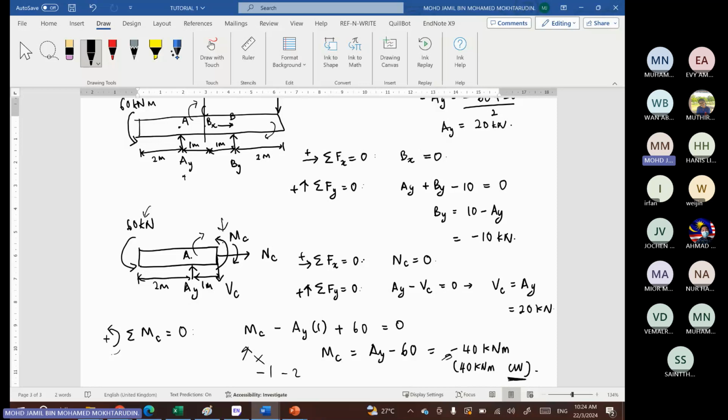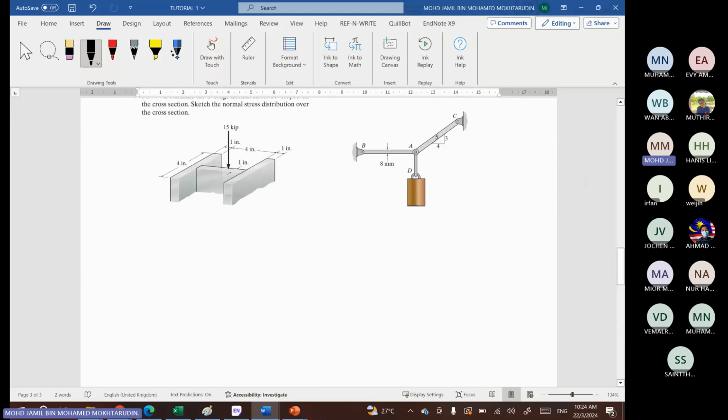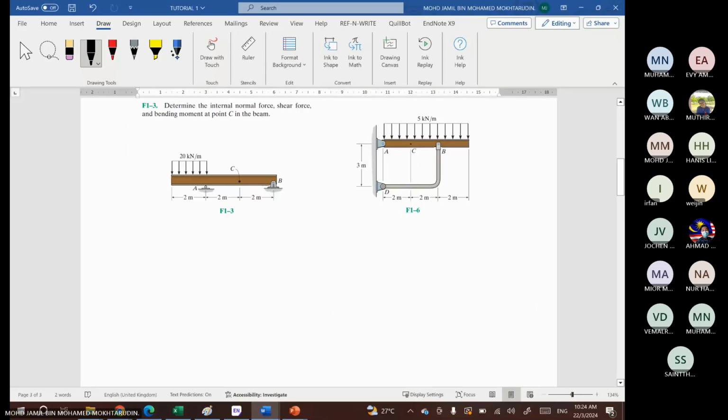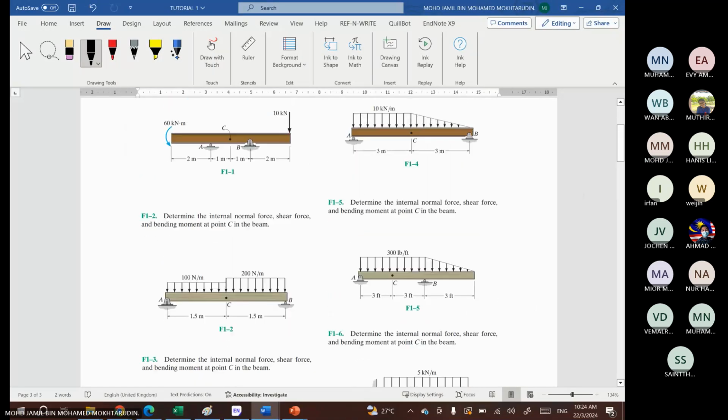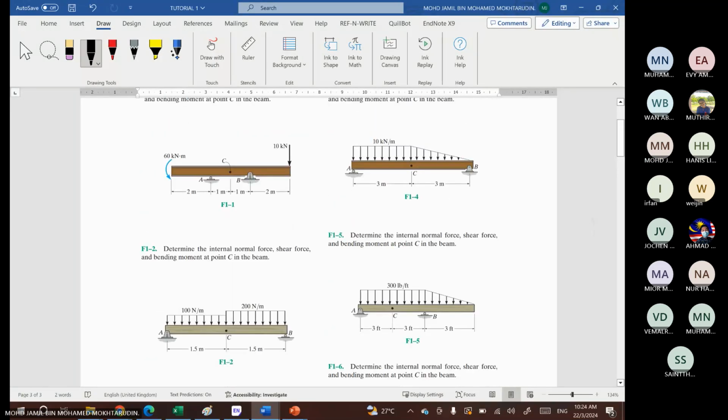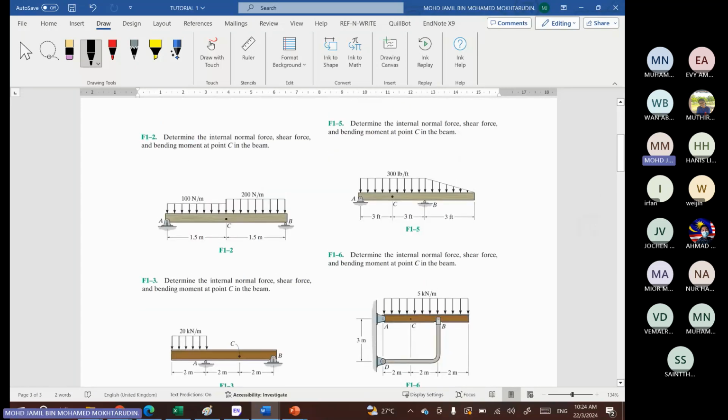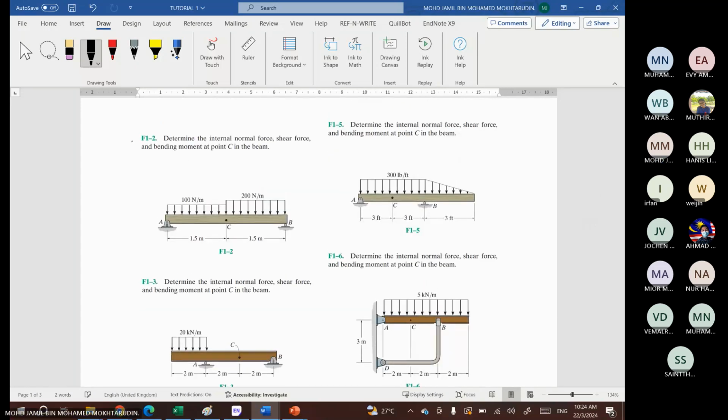Okay, so kita tengok soalan yang kedua pula. Okay, so for the second question, determine the internal normal force, shear force and bending moment at point C. So the same thing, find the internal loadings at point C. But now you have distributed load, okay?